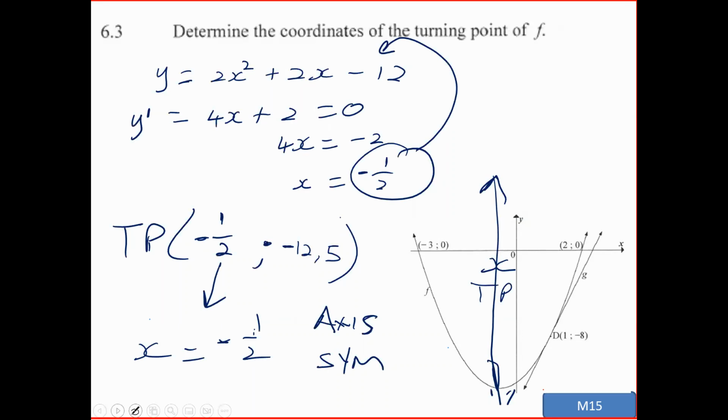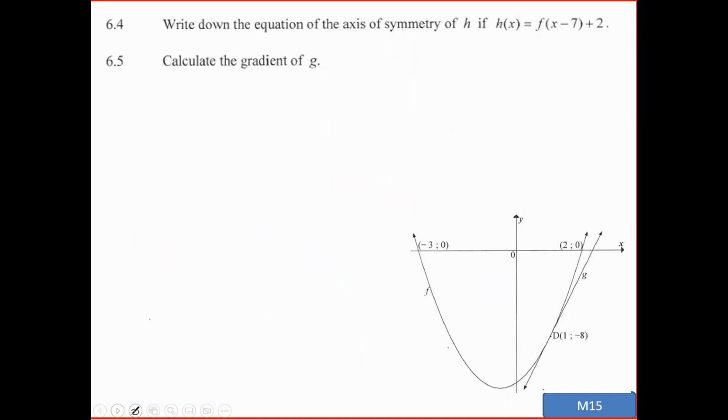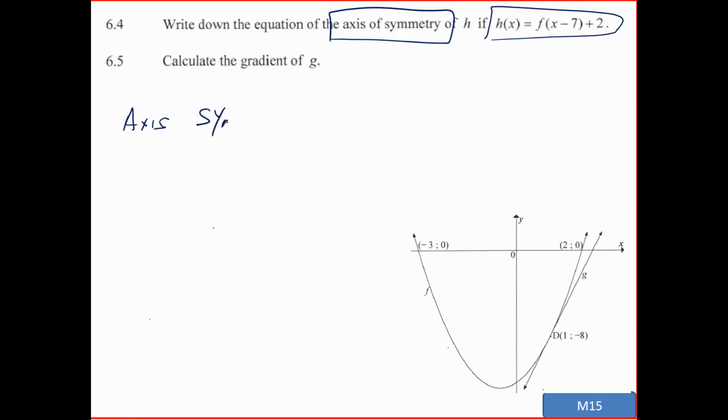Okay, then we come to a transformation question. Are you ready? So write down the equation of the axis of symmetry of h if h of x is equal to f of x minus 7 plus 2. A question like this, you always start with the original graph. What is the axis of symmetry of the f graph? And I think we just spoke about that.